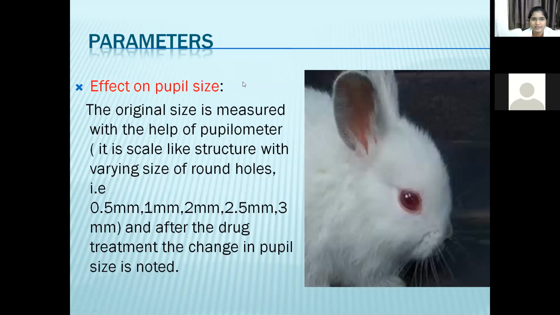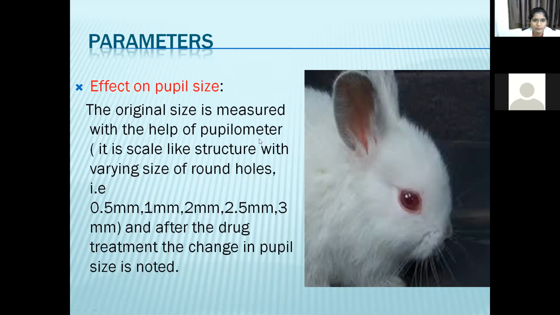And the next parameter is the pupil size. This is the pupil. When we add a drug on this pupil, we have to check whether it will increase or decrease the size of the pupil. The pupil size is measured with the help of the pupillometer. When we add either a cholinergic drug or an adrenergic drug, it will increase or decrease, so we have to measure the size of the pupil.